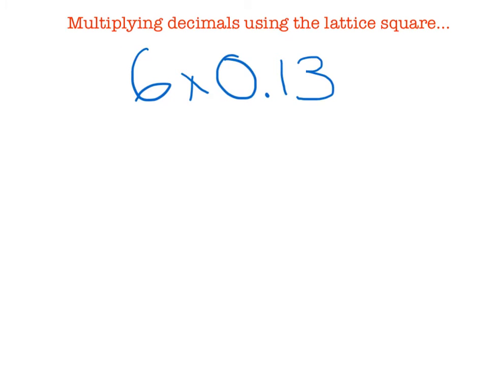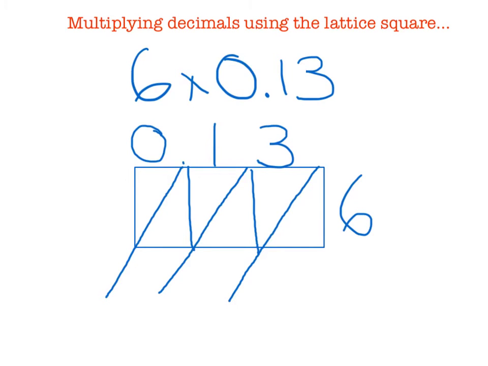When you multiply using a lattice square, you set up the lattice square the same way you would if it were whole numbers instead of decimals. So let's go ahead and set up our lattice square. Okay, now we multiply as we normally would. 3 times 6 is 18. 1 times 6 is 6. And 6 times 0 is 0.